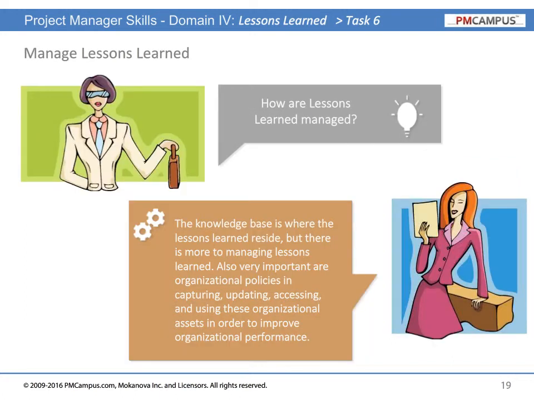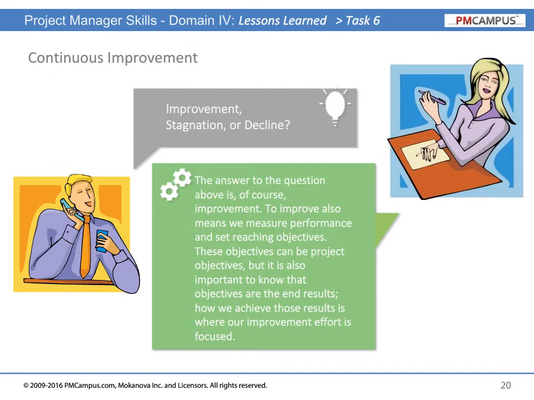How are lessons learned managed? The knowledge base is where the lessons learned reside, but there is more to managing lessons learned. Also very important are organizational policies in capturing, updating, accessing, and using these organizational assets in order to improve organizational performance. Improvement, stagnation, or decline? The answer to the question above is, of course, improvement. To improve also means we measure performance and set reaching objectives. These objectives can be project objectives, but it is also important to know that objectives are the end results. How we achieve those results is where our improvement effort is focused.